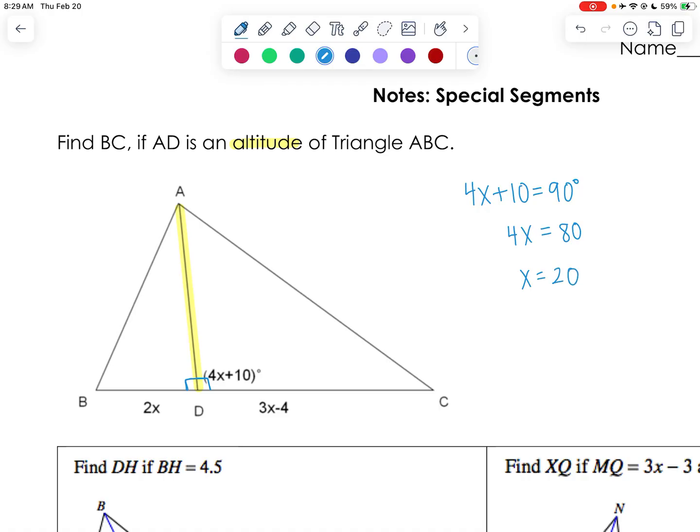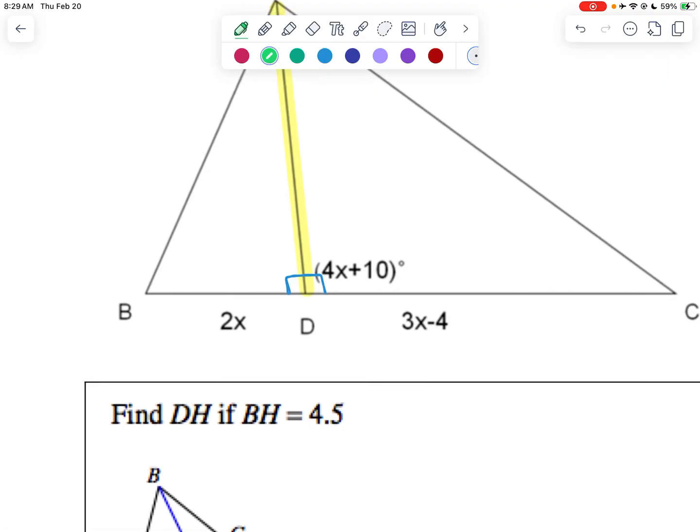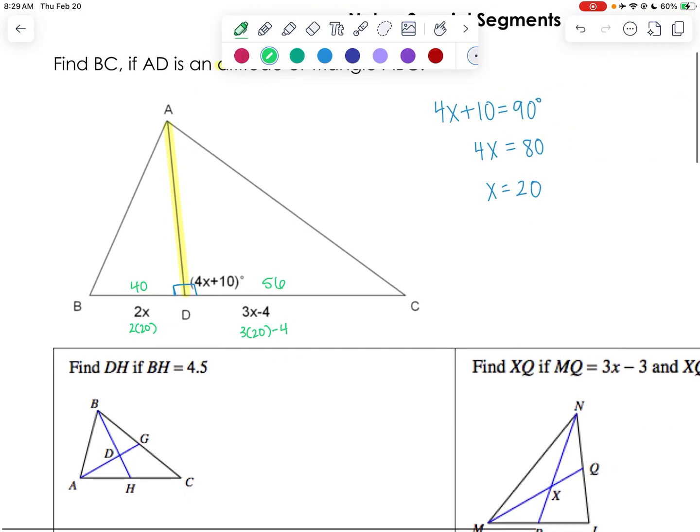And once you know x, you can find BC. So if I come down here and I just plug it in, 2 times 20 is going to be 40. And over here, 3 times 20 is 60 minus 4 would be 56. So what is the length from B to C? 40 and 56 makes that 96.